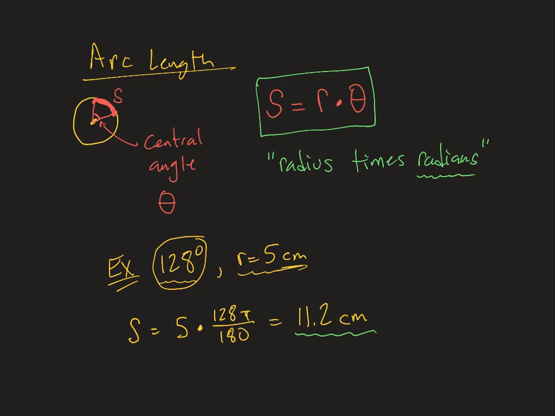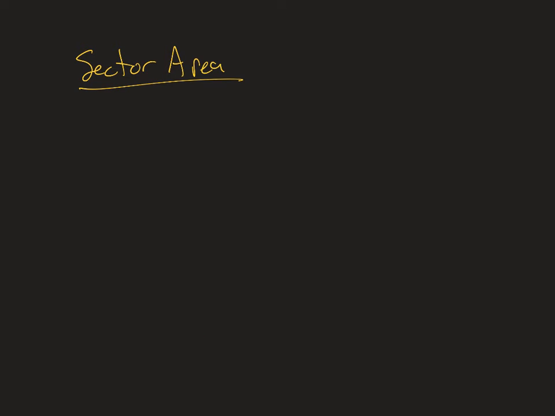Let's talk about sector area before we get into a few other miscellaneous problems. So a sector is just one little pizza slice of a circle. So if I draw a central angle, instead of just thinking about the crust or the little side arc that it cuts, I think about the entire area inside that angle up to the circle. That's called a sector.